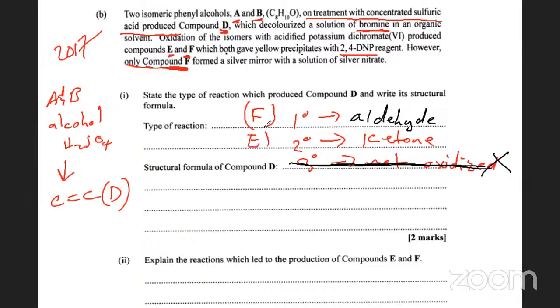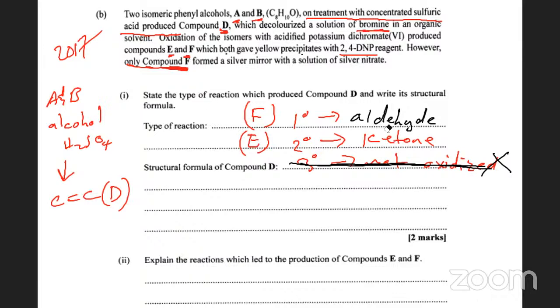Compound E is a ketone. Reason being, ketones do not react. They do not do the silver mirror test, but aldehydes do. So F from the silver mirror, making F the aldehyde, and E the ketone. All right? And so we know what E and F is, and we know what D is. All right? So the type of reaction which produces compound D, we know the type of reaction is dehydration.